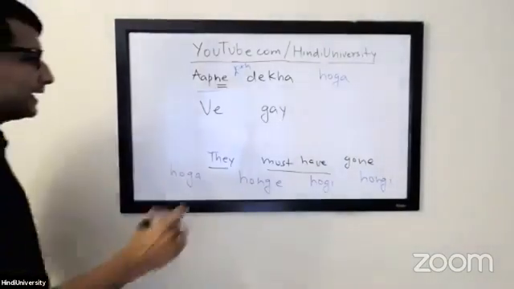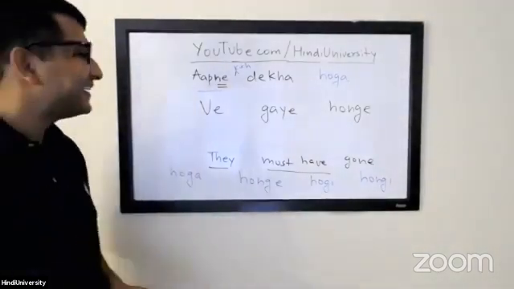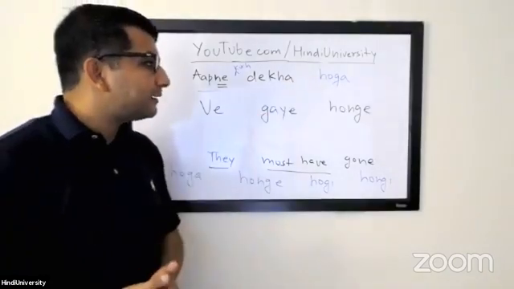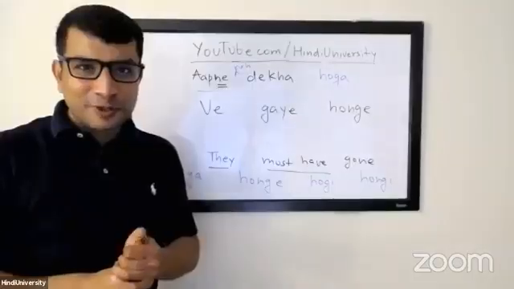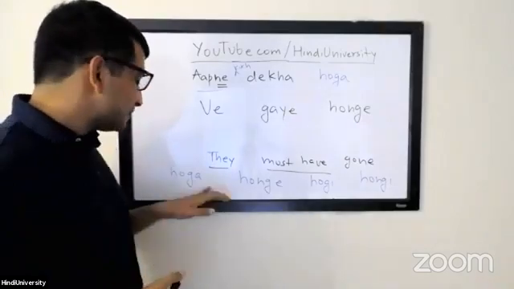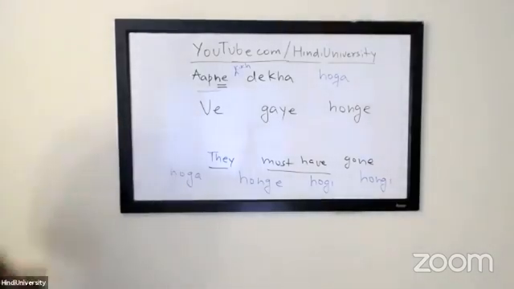So you'll say ve gaye honge. Absolutely. You see, you are doubting yourself unnecessarily. You know it, right? Ve gaye honge, right? So they must have gone, right? So all you're doing is, first in your mind they went, and you're putting the form of hoga based on the verb. If it is a transitive verb, you look at the gender and the number of the object. If it is an intransitive verb, then you will look at the subject basically, right?